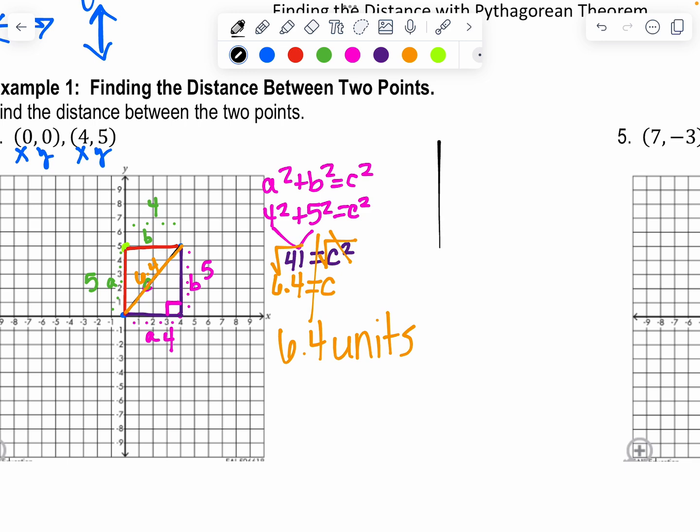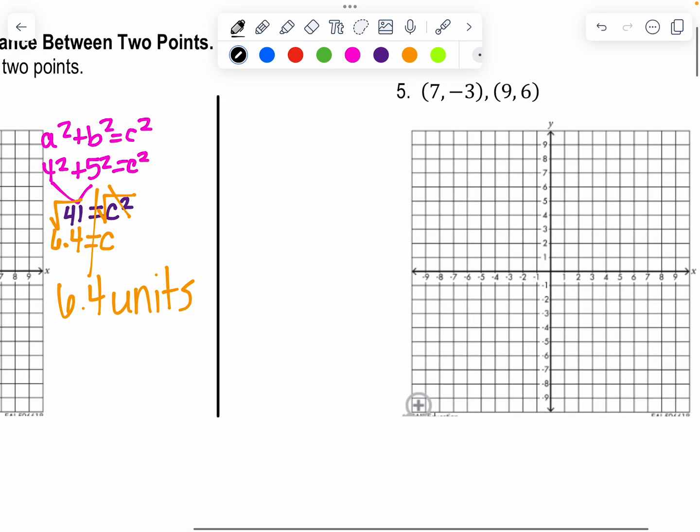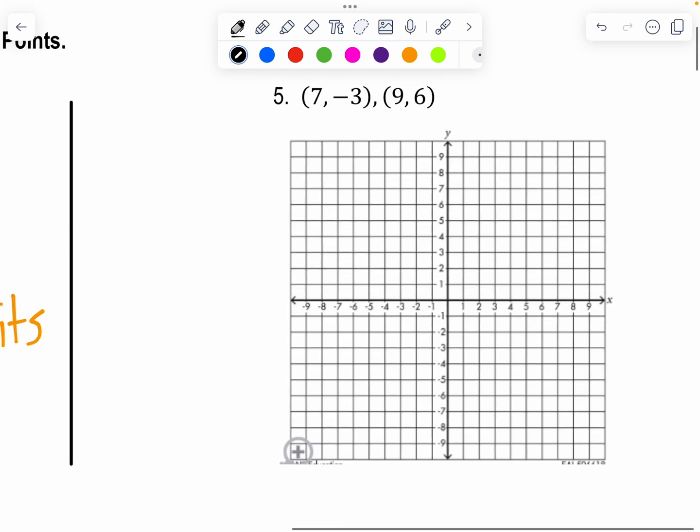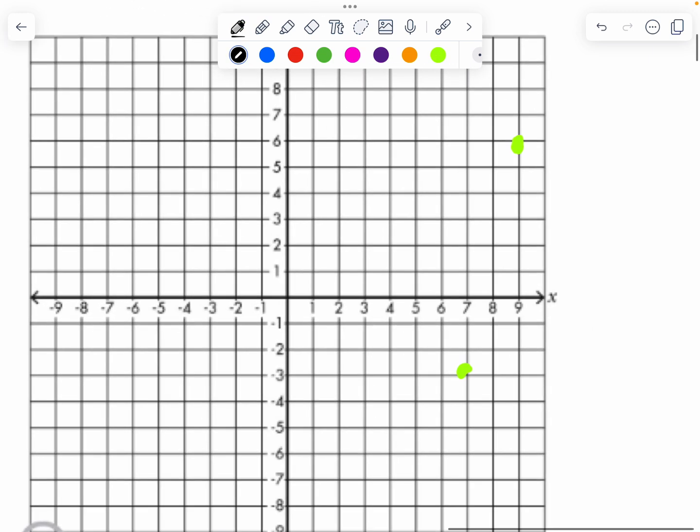All right, I'm going to draw a line, and I'm going to come over here and do this problem. I'm going to put a point at 7 and -3, so over 7, down 3. I'm going to put a point at +9, +6. And then I need to connect those with a straight edge. It's not a very good one.